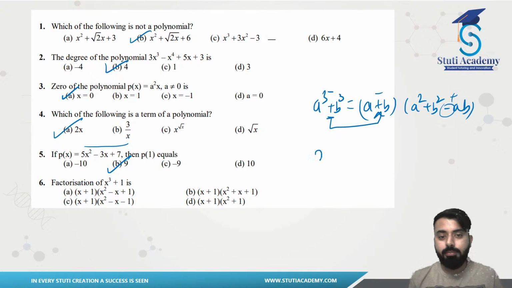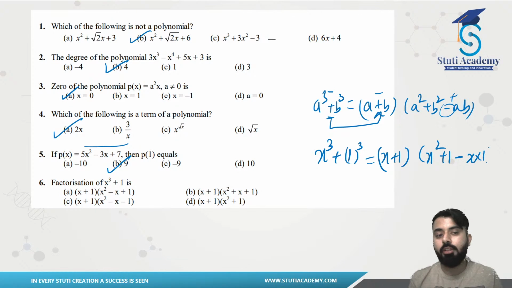So x cube plus 1. Can I write it like this, cube of 1? So this should be x plus 1 into x square plus 1 minus x into 1. So you can see that will be x. The only answer I can see is this one, because I can write it like this: x square minus x plus 1 into x plus 1, right? So that will be the answer in this case. I hope you don't have any doubt here, right?